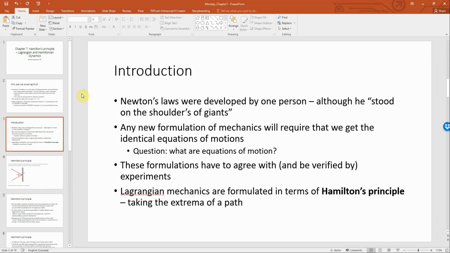Newton's laws were developed by one person, of course, because of Newton, although, as he said, he stood on the shoulders of giants. There are many other people before him who inspired these ideas. But basically, he came up with everything together.